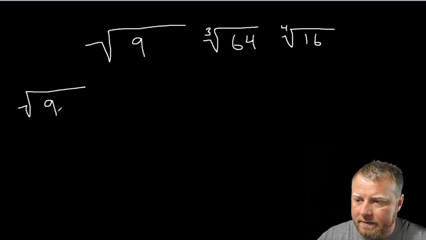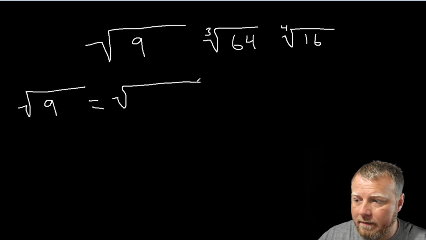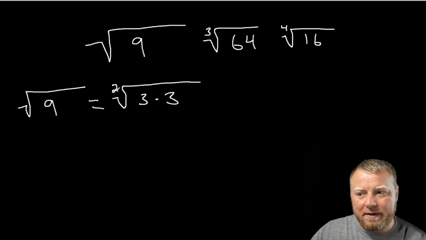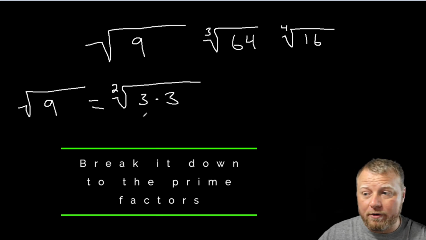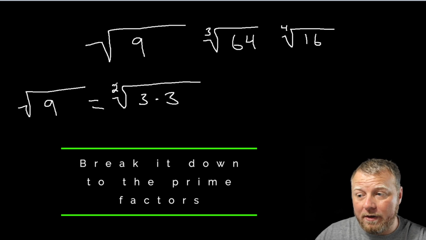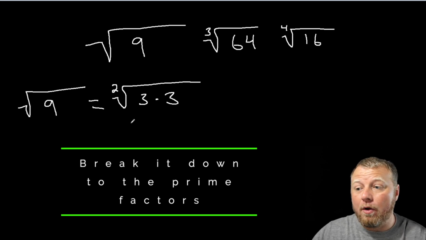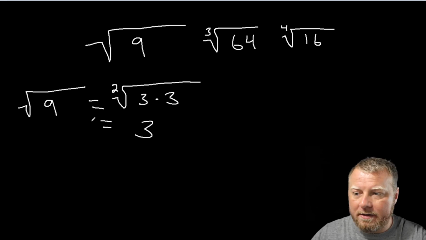Square root of 9 is equal to the square root of 3 times 3. Now remember I told you there was this little 2 here? That 2 gives you a hint of how many groups you need before you pull one out of the root. So you need 2 groups. So you have a 3 and a 3. Since I have 2, I could pull one out. So that equals 3. Simple as that.